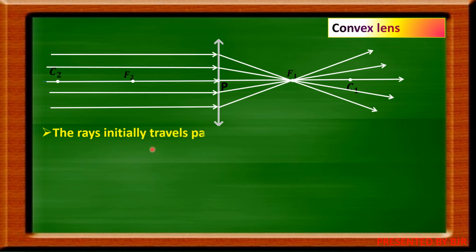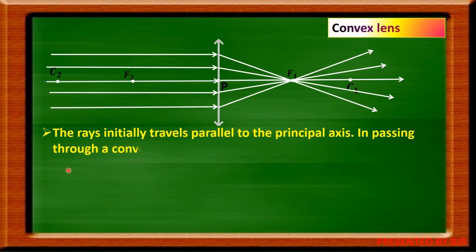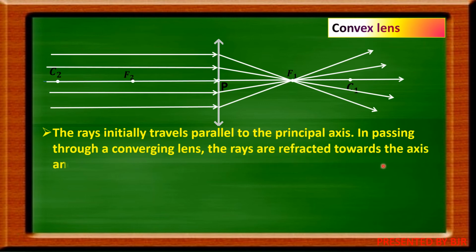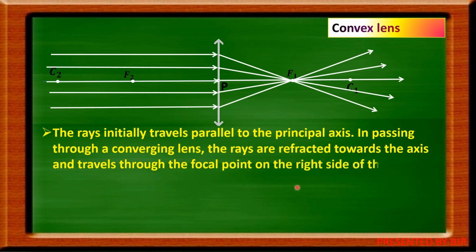the rays initially travel parallel to the principal axis. In passing through a converging lens, the rays are refracted towards the axis and travel through the focal point on the right side of the lens.